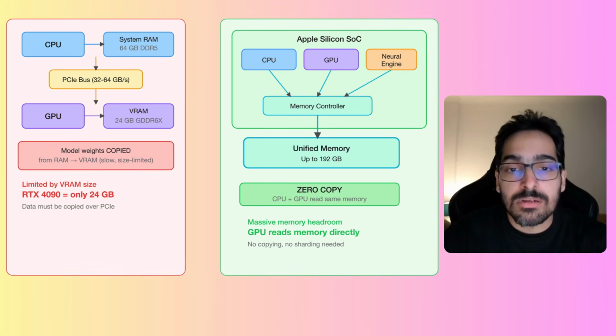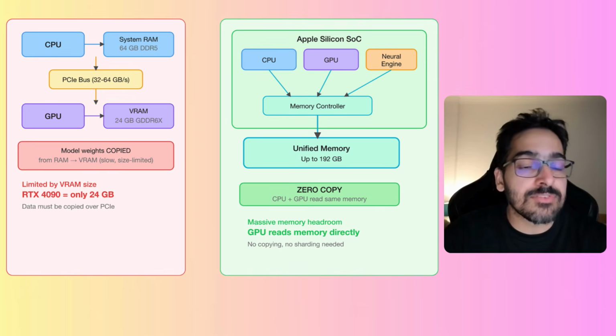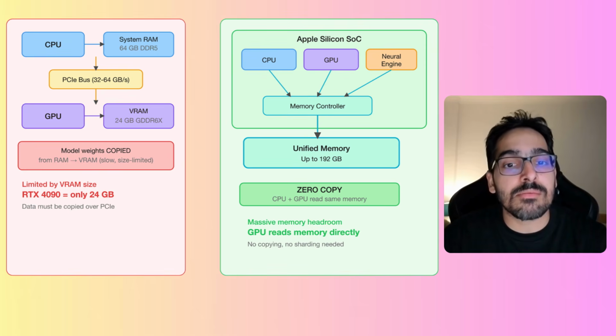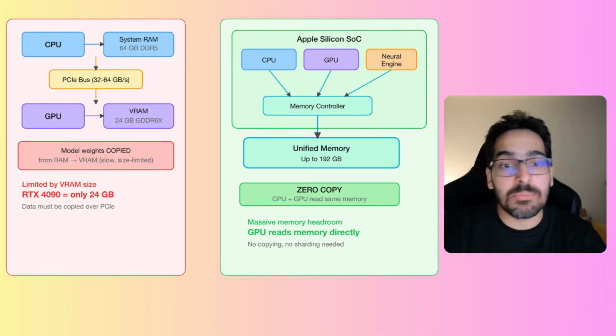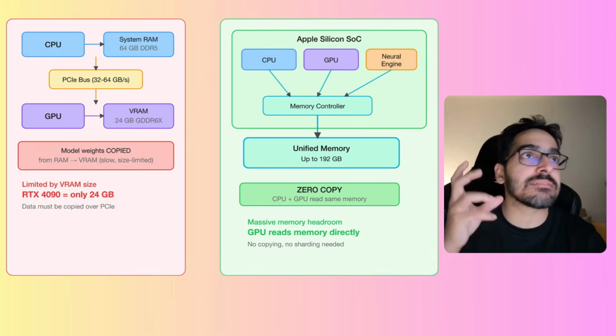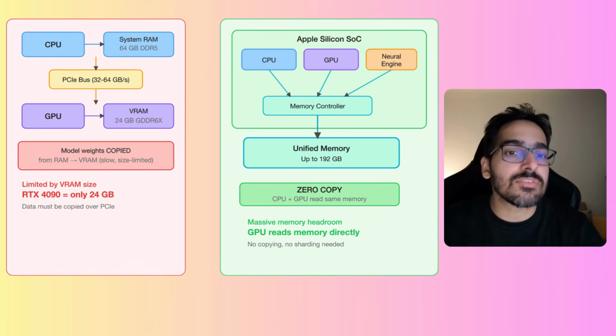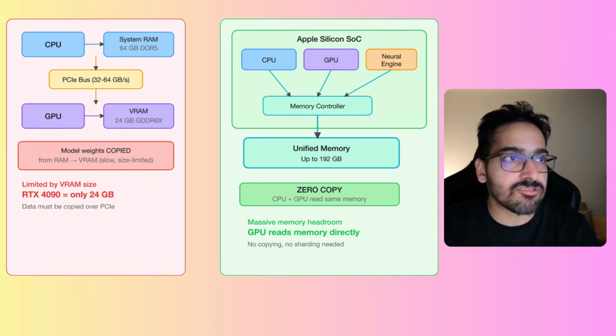and your model needs to do more work. On the right-hand side, on the Apple Silicon, there is one pool of memory. That's it. The CPU, GPU, and the neural engine all read from the same memory. No copying, and the GPU just takes the model weights directly. So this is the unified memory architecture.